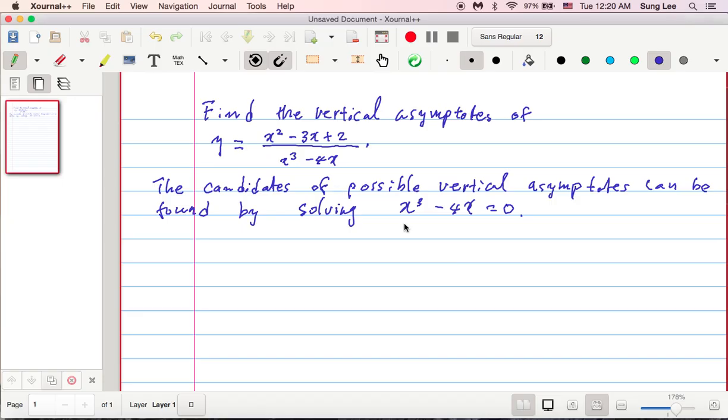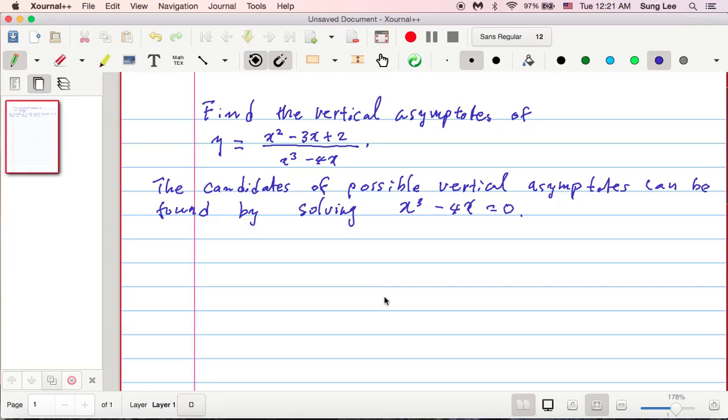So we find the solutions, right? But for those x values that make the denominator 0, it may not be true that all of them are vertical asymptotes. Some may be vertical asymptotes, some may not be. So how do you find out? Well, we have to examine each one of those candidates to see whether it satisfies the condition.